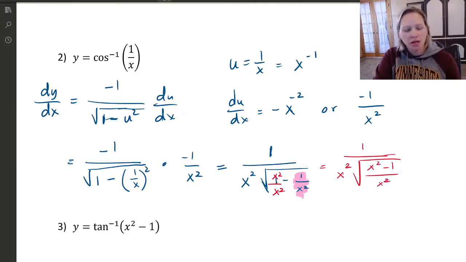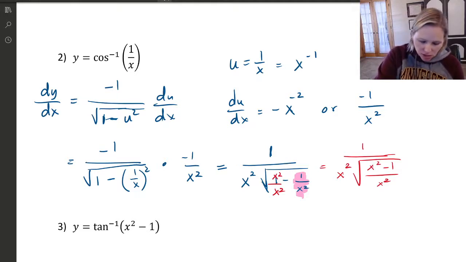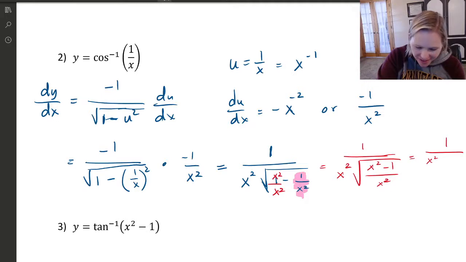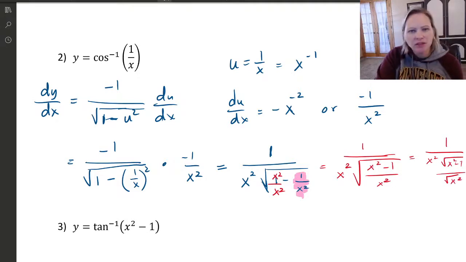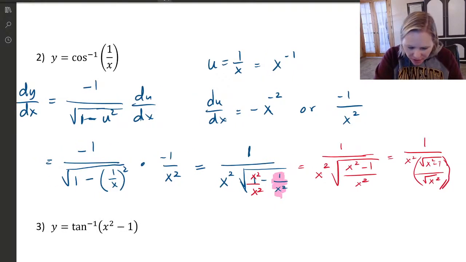Now I'm almost there. So the rule with radicals is that when you have a fraction under the radical, you can actually take that fraction and rewrite it as two separate radicals. So now I'm going to have x squared times the square root of x squared minus 1 over the square root of x squared, which I'll deal with here in just a minute. But now I have it in a way where I can take that bottom fraction and flip it. So this is the bottom fraction that I'll be flipping, and I'm just going to multiply through by that reciprocal.